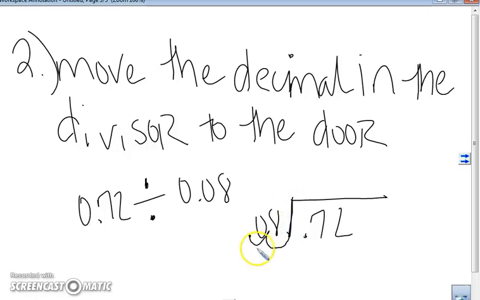So step number 2 is we're going to move the decimal in the divisor, which is the number on the outside of the house, however many steps it takes to get to the door. In this case, we're going to take that 2 steps. Now let's look at step number 3.